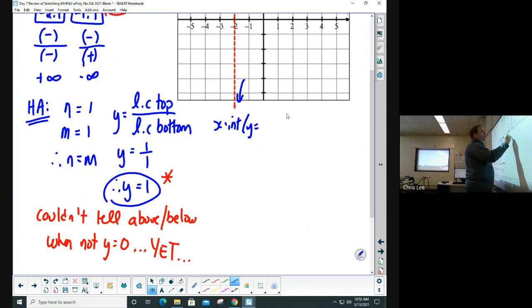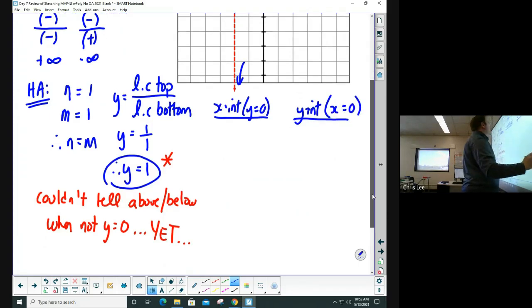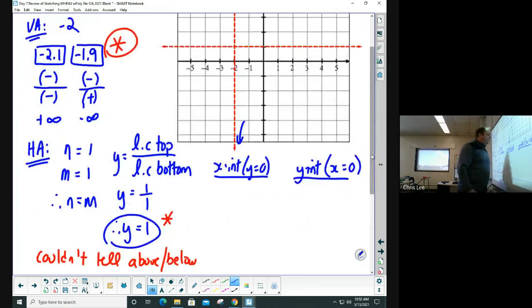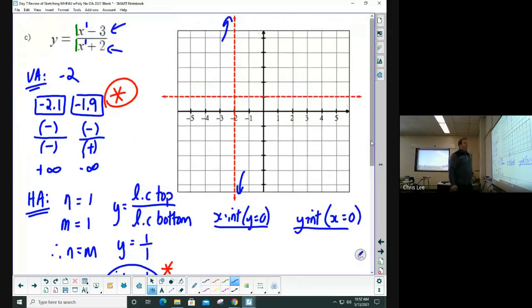X-intercept is when y equals 0. Y-intercept is when x equals 0. So the x-intercepts are when y equals 0. So we go all the way back to our original equation, and we're going to set y equals 0. So this here is going to be 0.